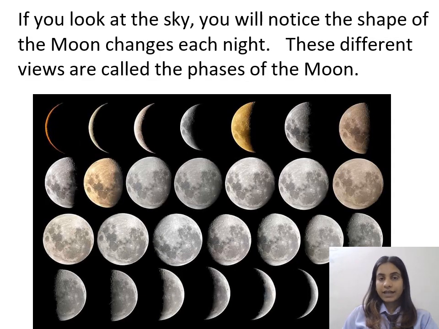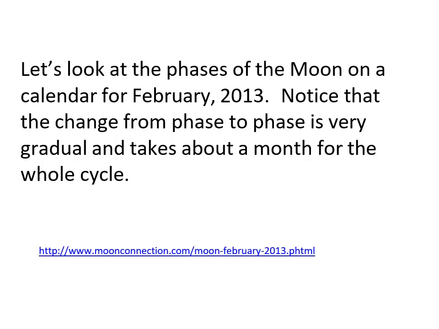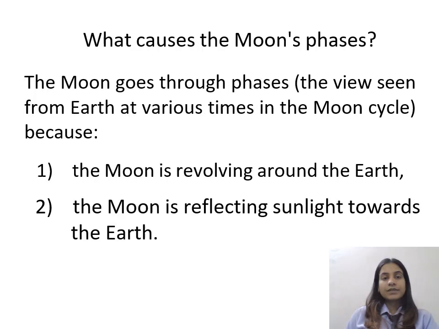If you look at the sky, you will notice the different shapes of the moon change each night. These views are called the phases of the moon. So can you imagine what causes the moon phases? The moon goes through phases in the view seen from the earth at various times in the moon cycle, and there are two reasons for this.